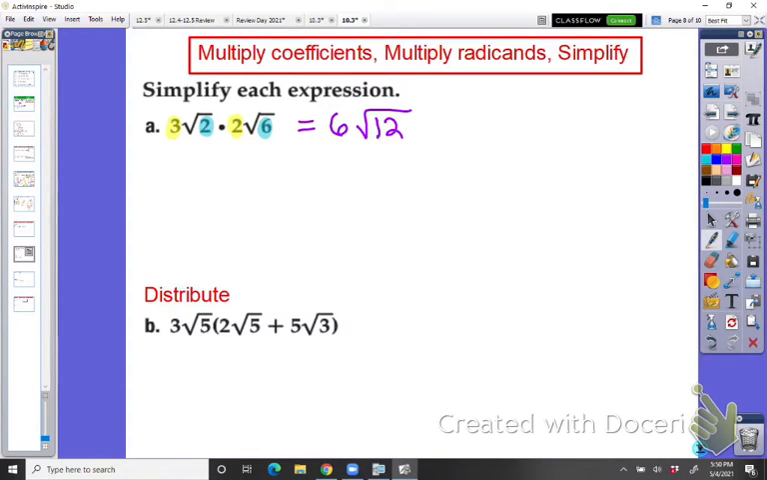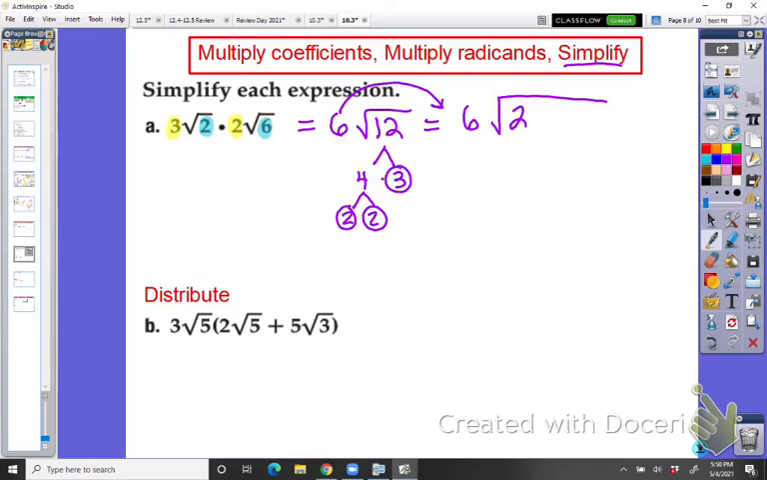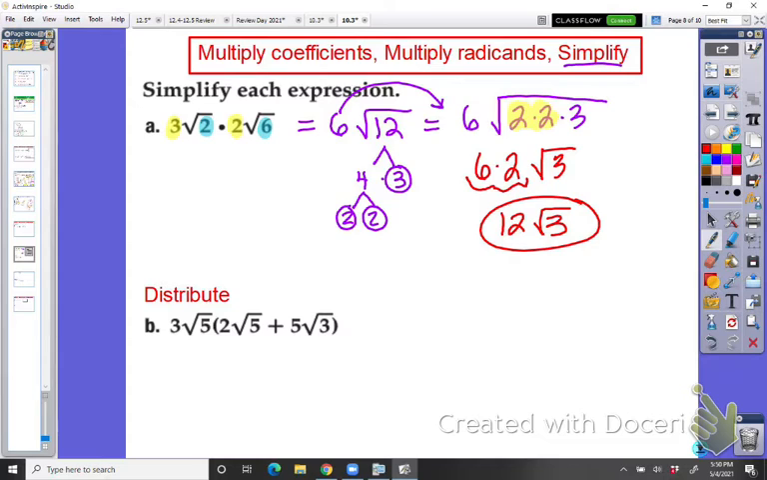Now you're not quite done, you need to check to see if this simplifies. So do a factor tree for 12, which is 4 times 3. 4 breaks down to 2 and 2. So the 6 comes in the front. The numbers that were circled go back under the radical, and you look for pairs. So I have a pair of 2's. So that is going to come out and join the 6. So 6 times 2, and then root 3. And then the 6 and 2 in the beginning multiply to 12 root 3. So that is your final answer for this one.